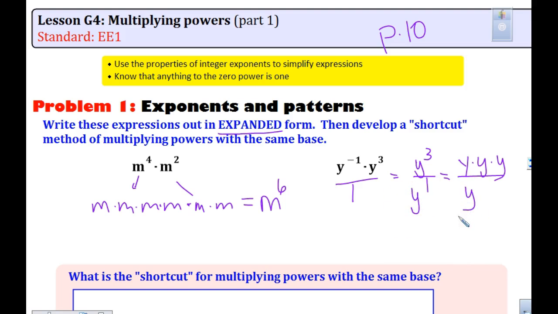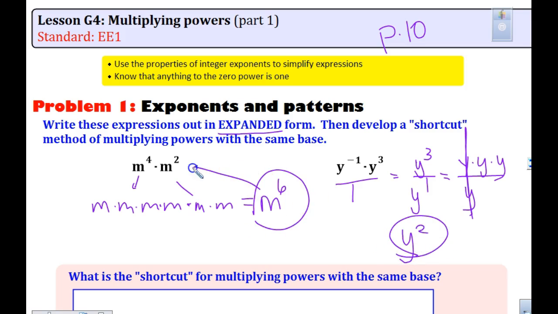So Luden, as we're looking at that, is there anything you can see that you can cancel or simplify? Y divided by y. And we are left with this being equal to y to the 2nd. So this one is equal to m to the 6th. This one is equal to y to the 2nd.